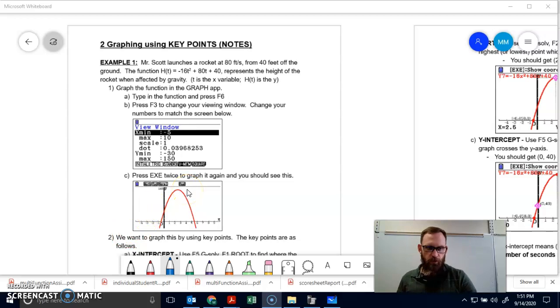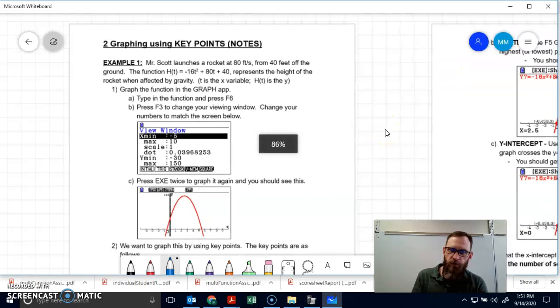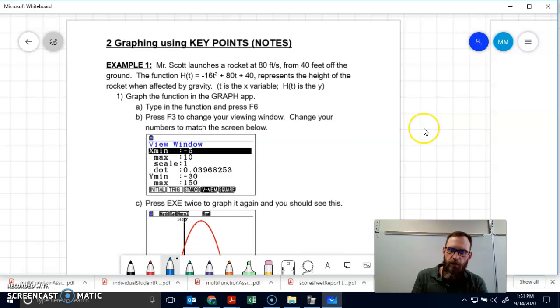Welcome to the lesson for Tuesday. We're talking about graphing, very similar to yesterday's lesson, only we're going to be graphing using key points. Now we are going to use a table a little bit, and I can show you an alternative for that today as well, but we're focused on using key points to graph these.